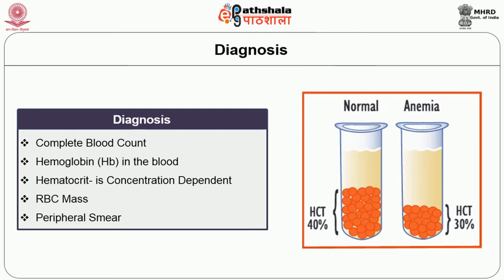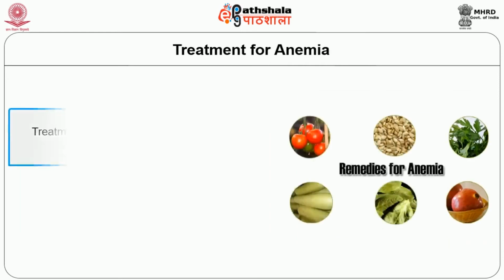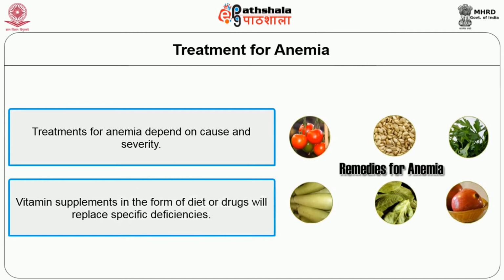And also another investigation is the peripheral smear. In the peripheral smear we can look for abnormal RBCs, and also in some diseases there will be some specific characters in the RBCs. Come to the treatment part for anemia. The treatment for anemia depends on cause and severity. Vitamin supplements in the form of diet or drugs will replace a specific deficiency.